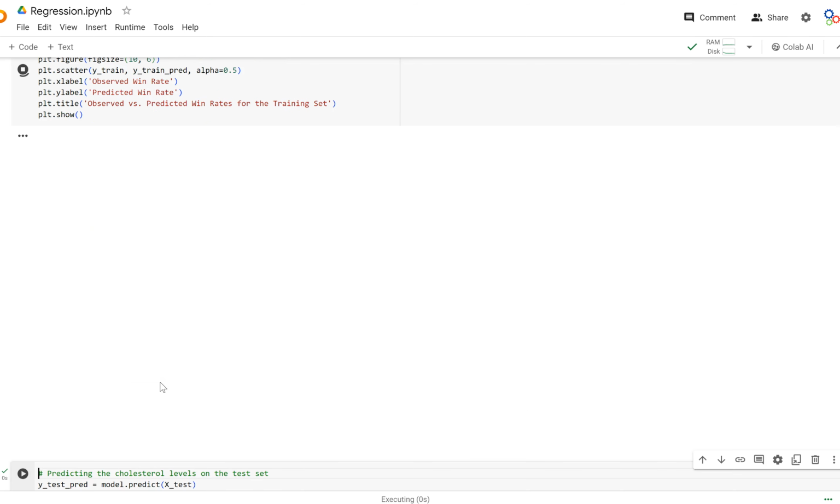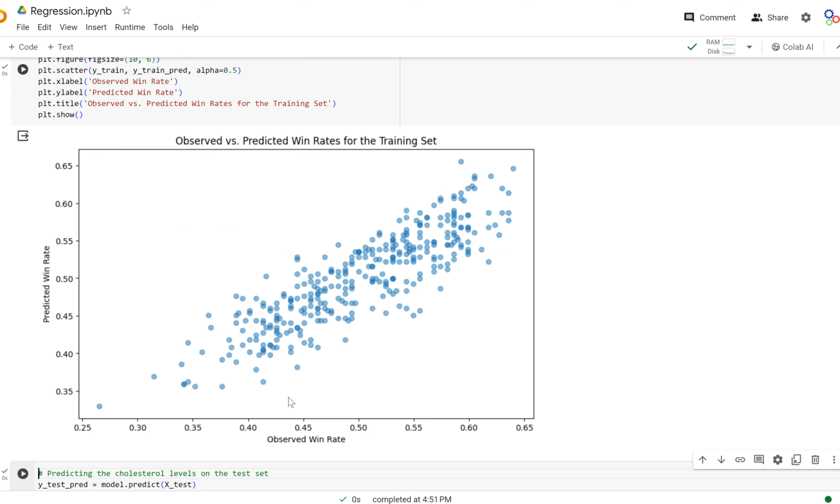I want to output, for the sake of R squared, the actual relationship between the observed win rate, the one that actually is in the data that we got, and the predicted win rate, the one that we actually predicted. And as you can see, there's a strong linear relationship between the model's predictions and what was actually in the data set. And so R squared is going to be the correlation coefficient of this squared.